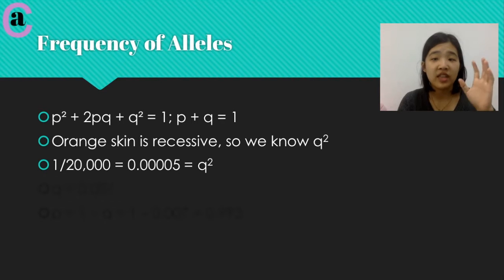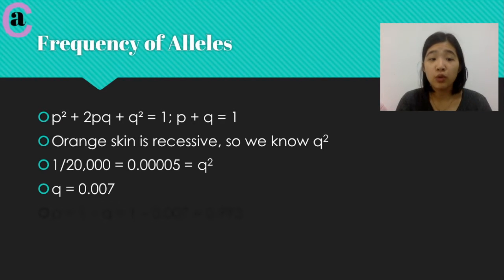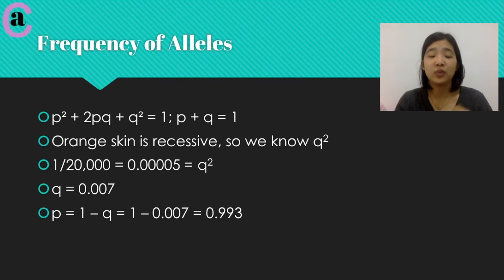So here we have the information that we wrote down. So the q squared is 1 in 20,000, in other words, a bunch of zeros and a 5 at the end. And if we take the square root of that, we can figure out what q is. So q is 0.007. So that's the frequency of the recessive allele. And then because we have that, we can figure out from this equation here that since p plus q equals 1, and we know q, then we can figure out that p is 0.993.